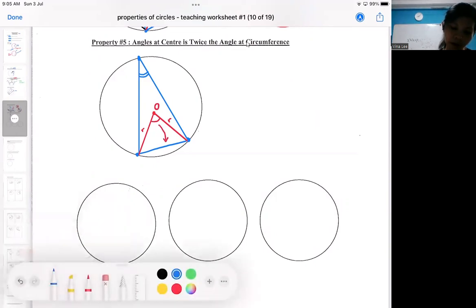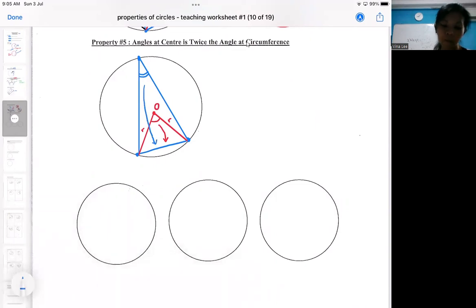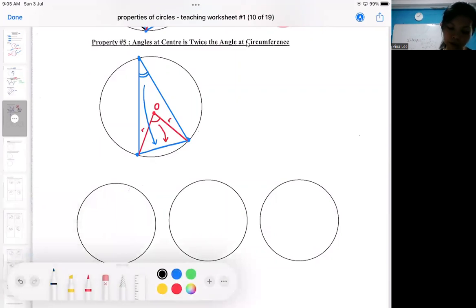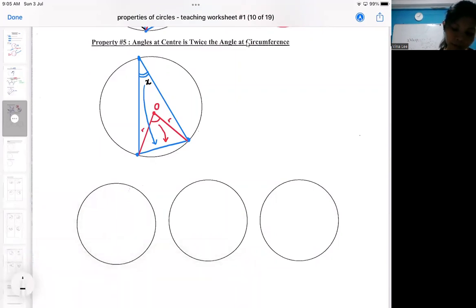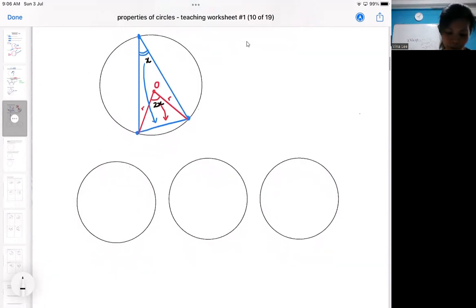This angle is opposite the same chord as well, but the angle will be directly twice of it. So if this is angle X, the one at the center will be 2x. So the characteristic is the 2 angles will face the same chord, but the position of the angle is different. One is at the circumference, one is sitting at the center. So there are some variation on this one. So I will show you. One of them look totally different.